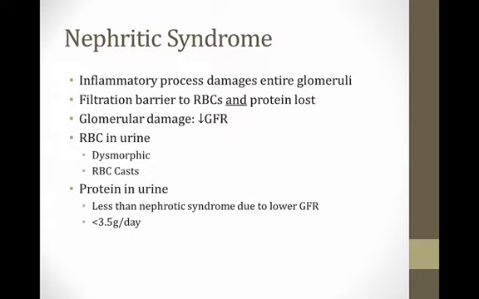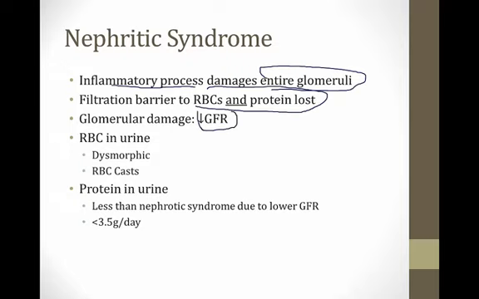Now we're going to talk about the nephritic syndrome, and this is when you have an inflammatory process that damages the entire glomeruli, so the filtration barrier to red blood cells and protein is lost. As a result of the glomerular damage, the glomerular filtration rate begins to fall. These patients will have renal failure. There will be red cells in the urine. They will be those dysmorphic red cells, or you may see those casts.